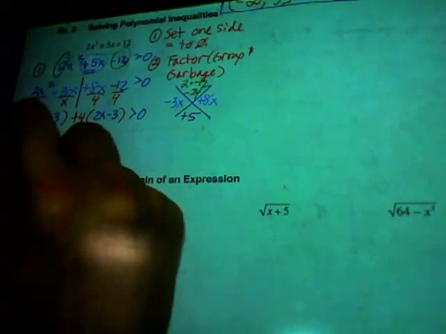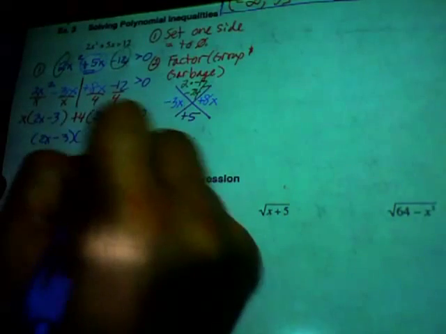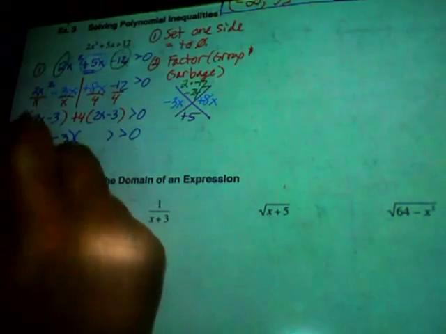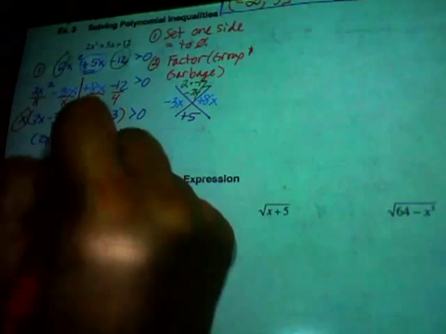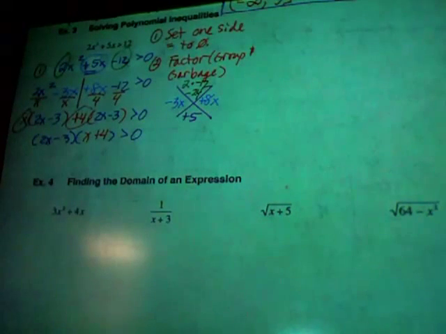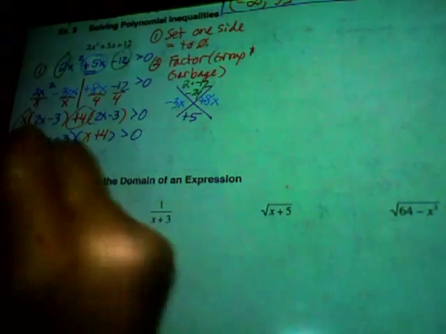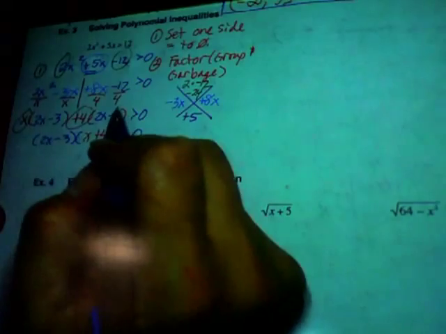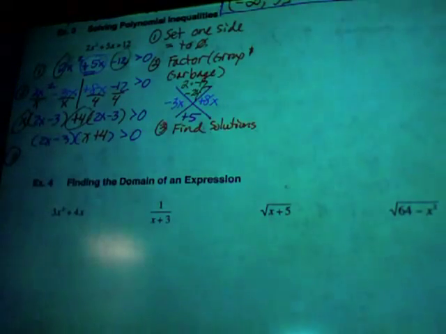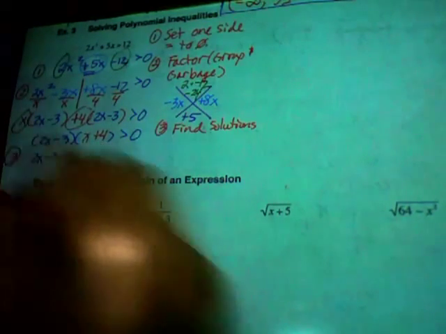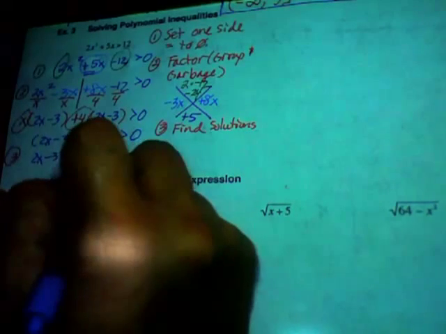So now I can factor that out one more time in front of parentheses. And then pick up your garbage. Here's your garbage, and throw it in the empty trash bin. Done. Then set each one of those equal to 0. So this is step 2. Step 3, find your solutions. So 2x minus 3 is greater than 0, and x plus 4 is greater than 0.